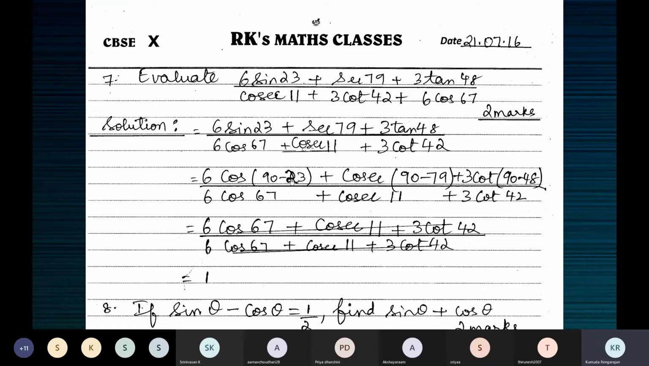So then subtract. We have already changed sine to cos, cos as it is, and 90 minus 23 is 67. Like that, subtract and write the values, and you can just check. Sine 23 has become cos 67.